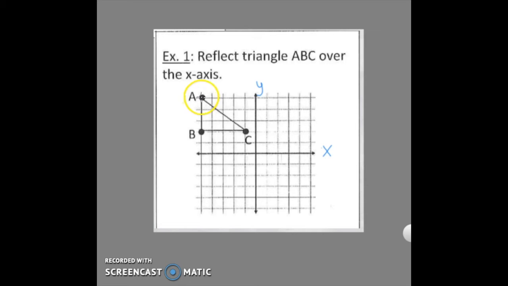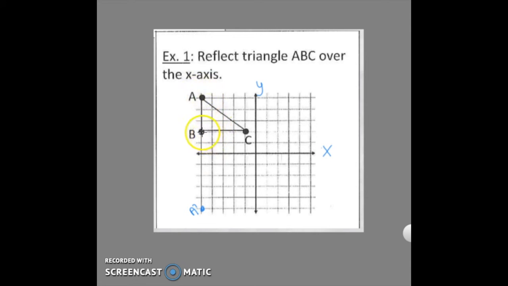So let's start with A. So we're going to count the distance. So I have 1, 2, 3, 4, 5. So A is 5 spaces from my x-axis. So I'm going to do the same thing below the x-axis. 1, 2, 3, 4, 5. So here is A prime. So we're just going to label A prime.